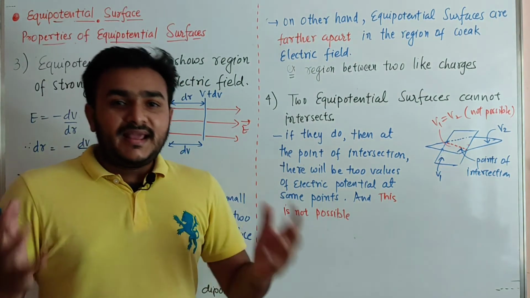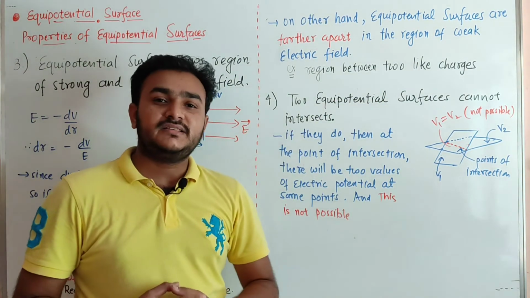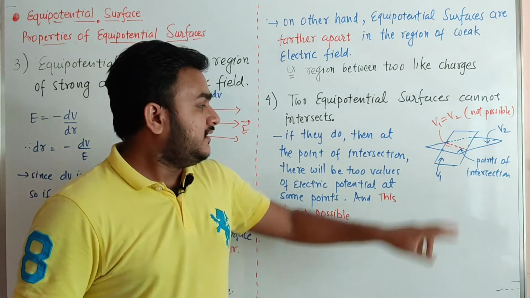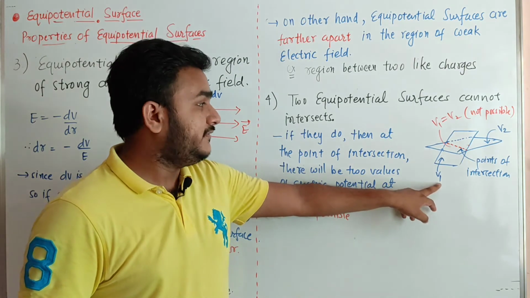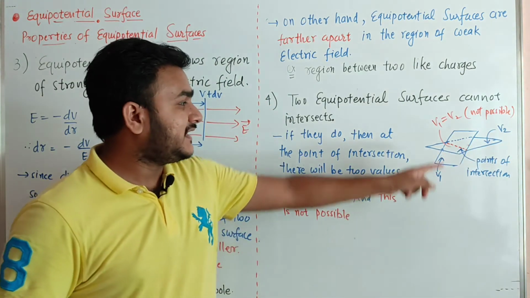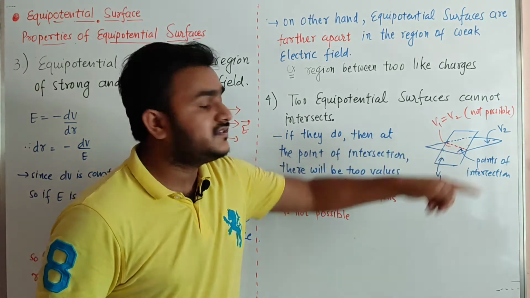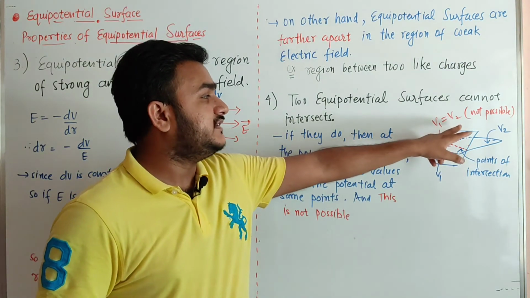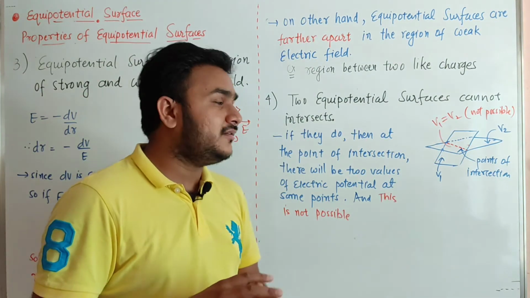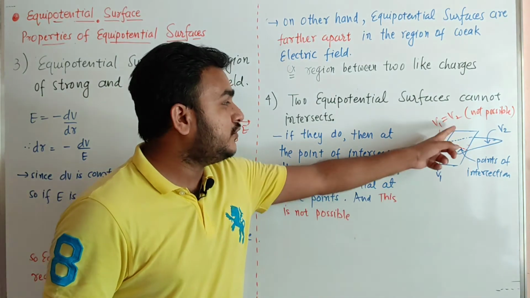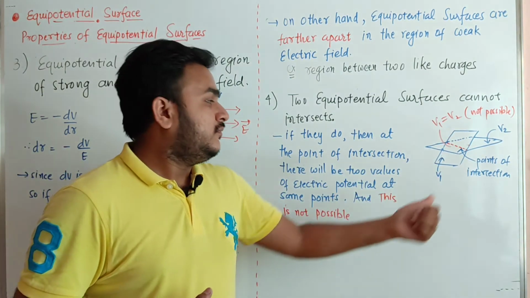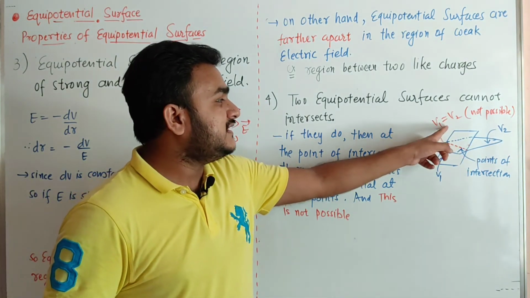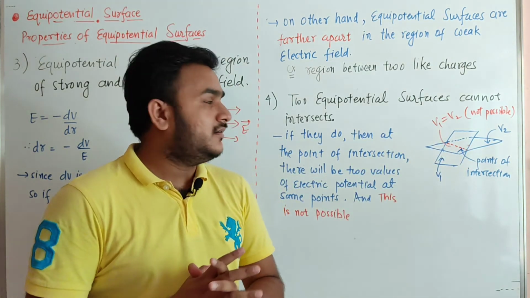Next property is that two equipotential surfaces cannot intersect. Consider two equipotential surfaces and their intersection. This equipotential surface has a potential value V1, this has V2. If they are intersecting, then the intersection is shown by this red dotted line. So at each and every point on the red dotted line there would have to be two potentials, and two potentials at the same position cannot be possible. It would show V1 is equal to V2. Since V1 and V2 are different from each other, this kind of condition on the red line will not be possible.